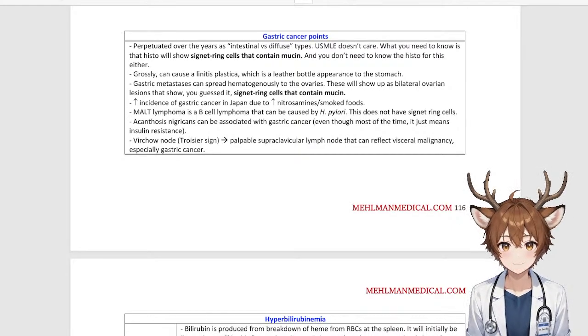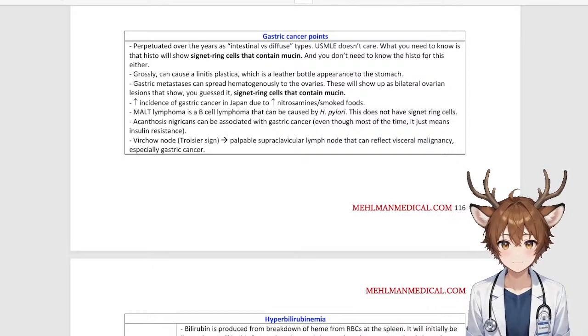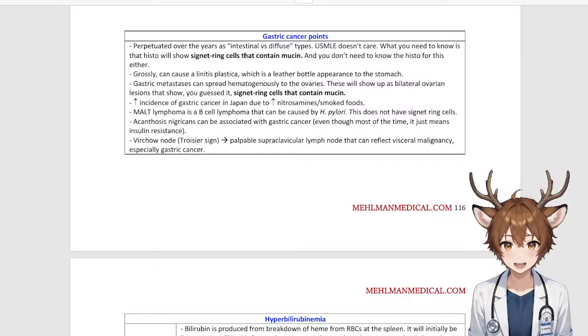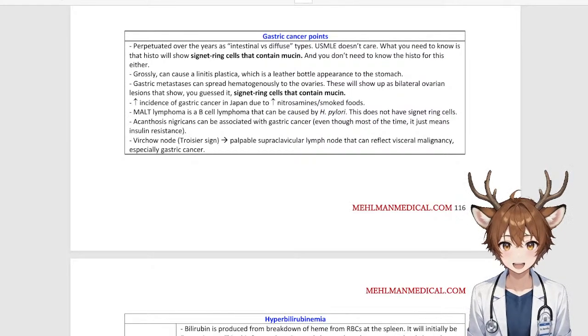Virchow node, or Troisier sign, is how I would assume you would pronounce it. If I actually knew French, I'd probably have a better understanding of what they're talking about. It leads to a palpable supraclavicular lymph node that can reflect visceral malignancy, especially gastric cancer. But that's Virchow node stuff.